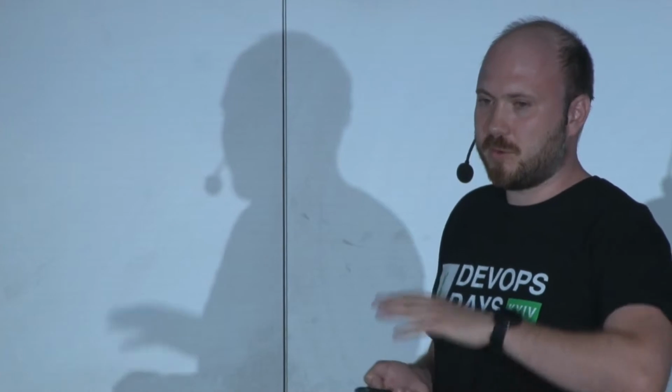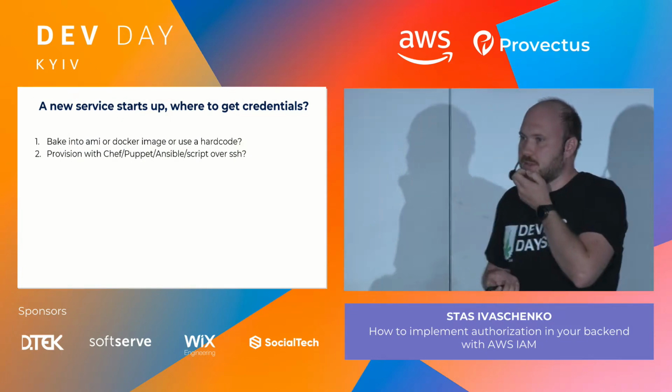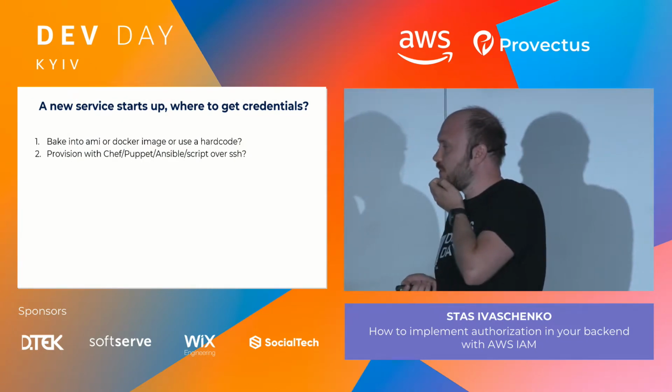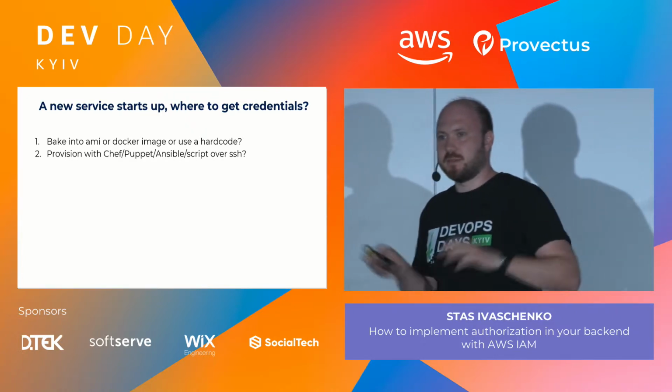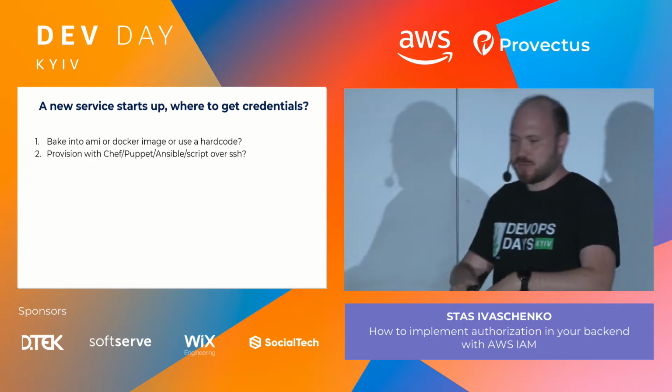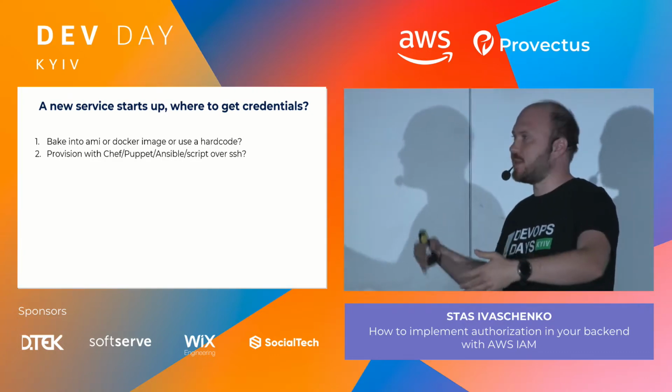I mean, it's even hard to count all of the cases when somebody, again, for some unknown reason, decided to make the repository public, or the source code leaked, and that's it. That's a problem. So the second option that more experienced people have is to provision everything with Chef, Puppet, Ansible, and just the script that runs over SSH. So, for example, you have the EC2 instance, you have a script that SSHs to it and provisions credentials.